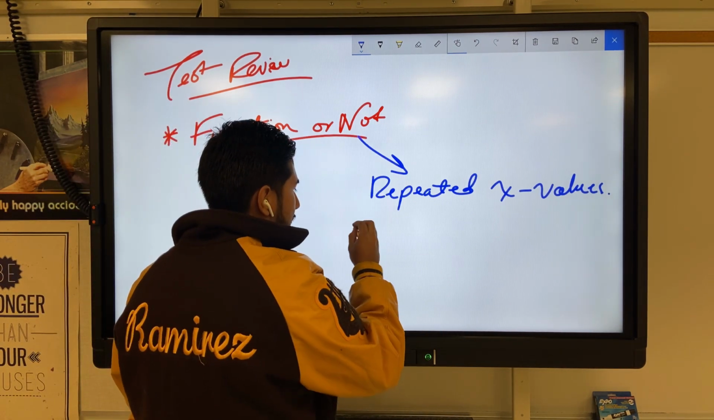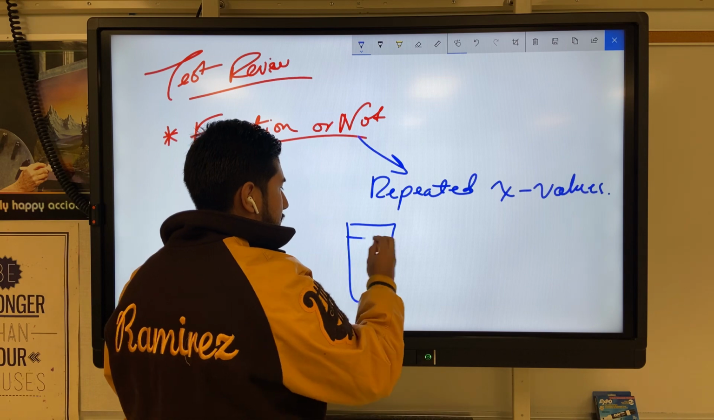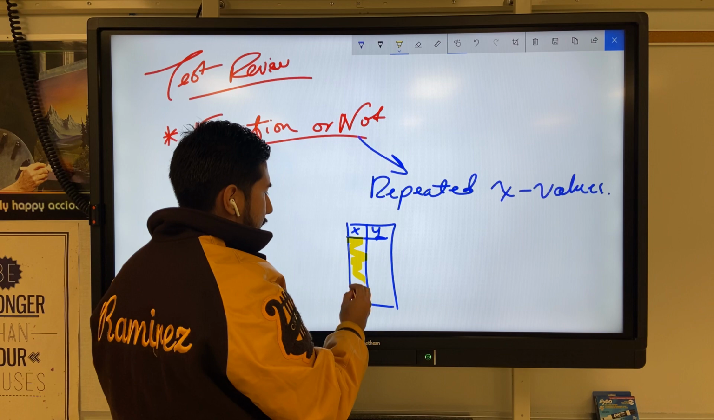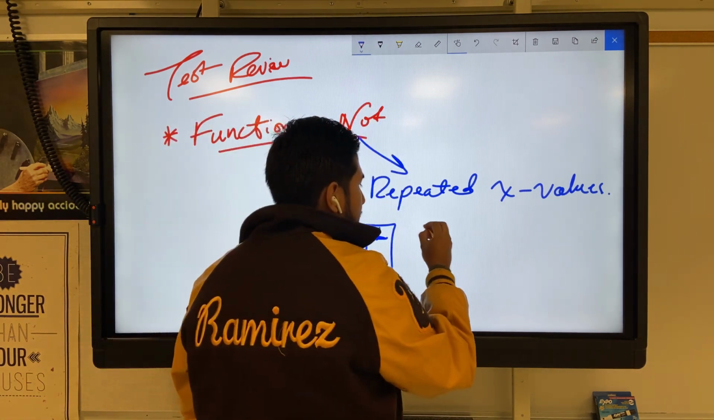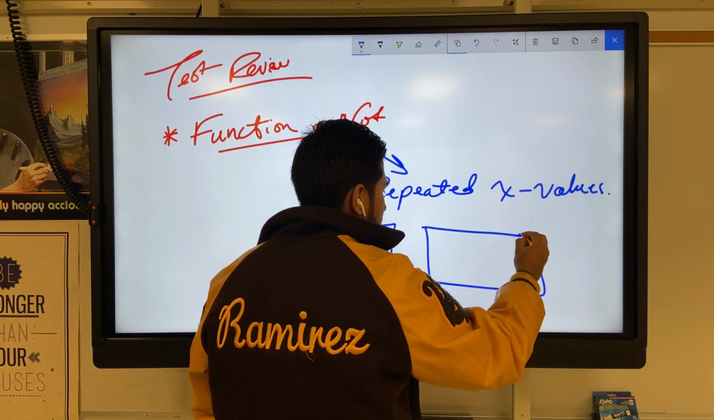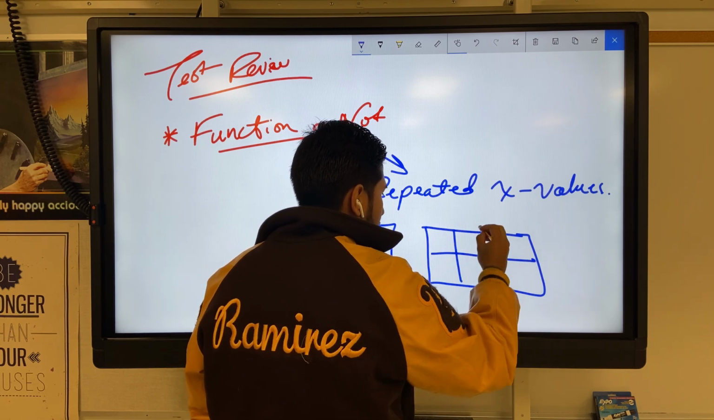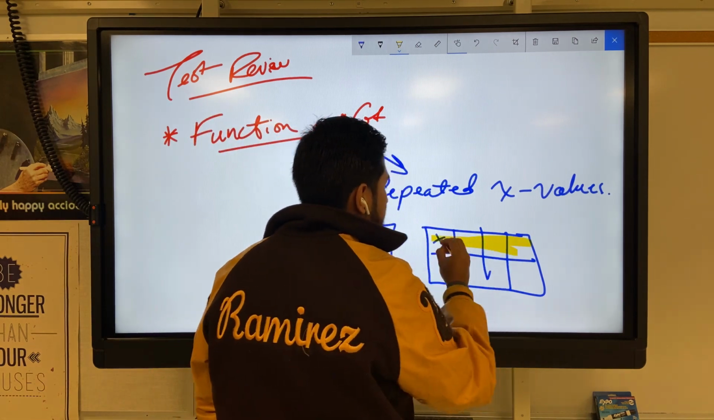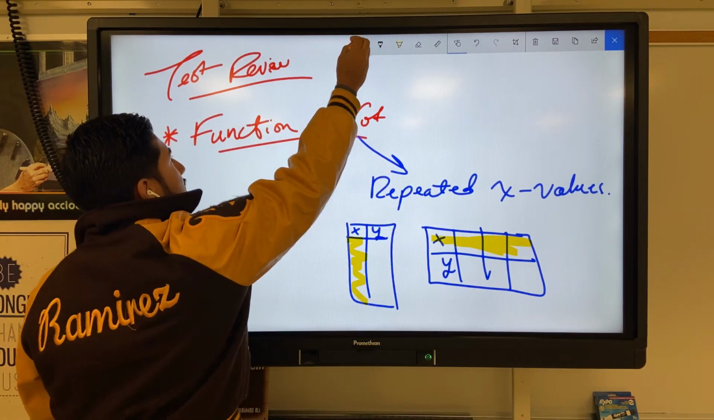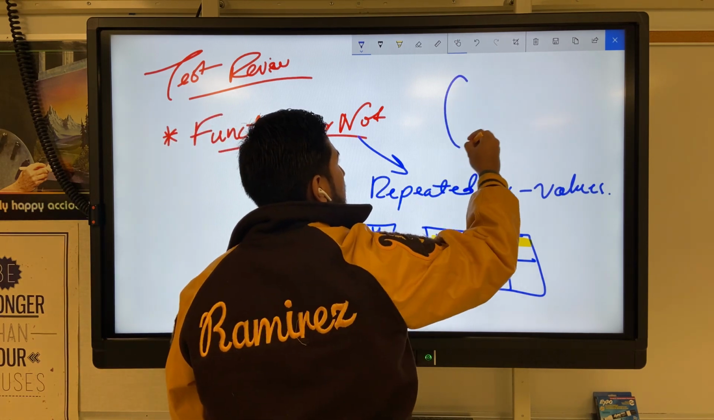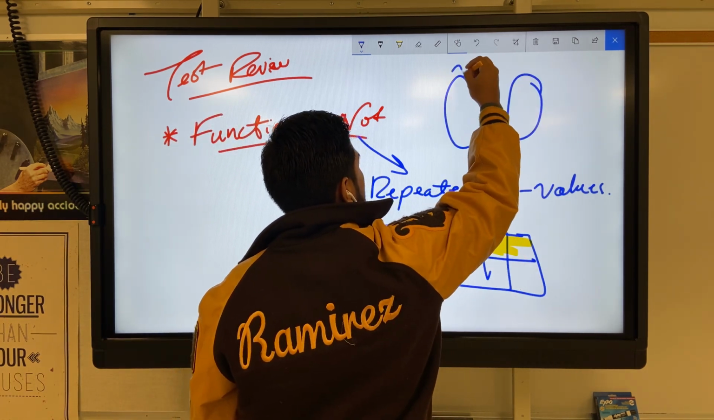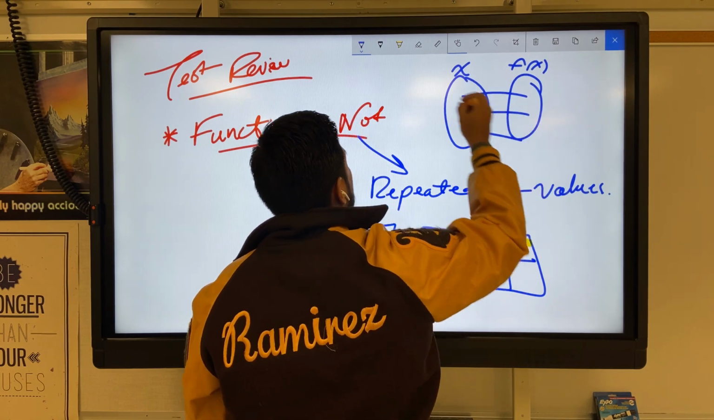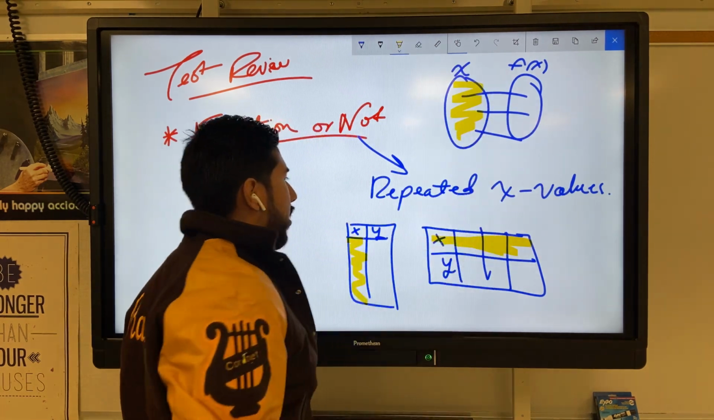Which ones are my x values? If I have a table with x, y, we are looking at this side. What if our table is sideways? X, y, looking at the top part. What if it's a map? X, x of x. We're looking at this part.